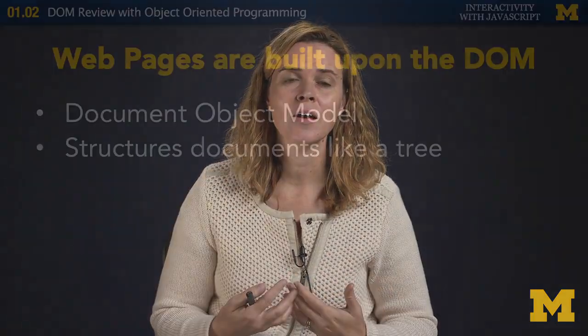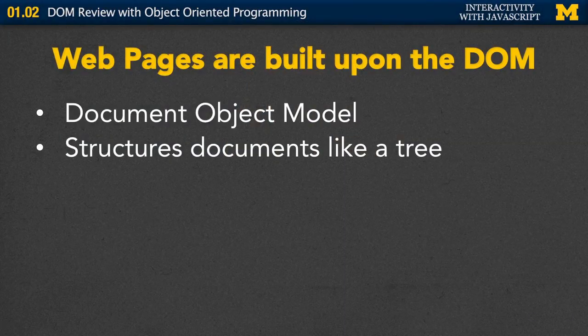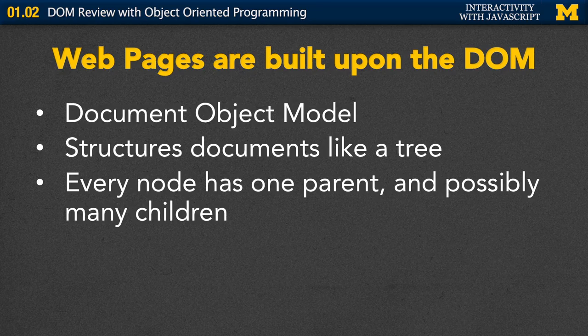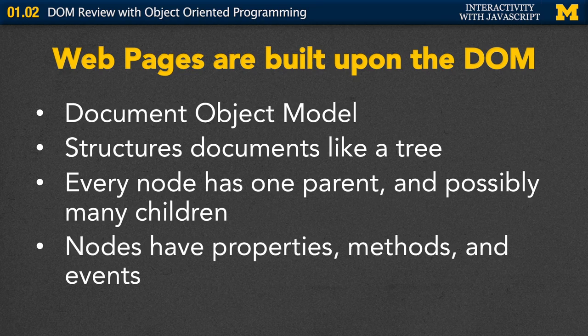So as you may or may not remember, every web page is built upon this DOM. And what it means is that our pages are structured like a tree. We have one parent and possibly a few children, and the page, as you add more and more things, just gets deeper and deeper. Nodes have these different properties, methods, and events.